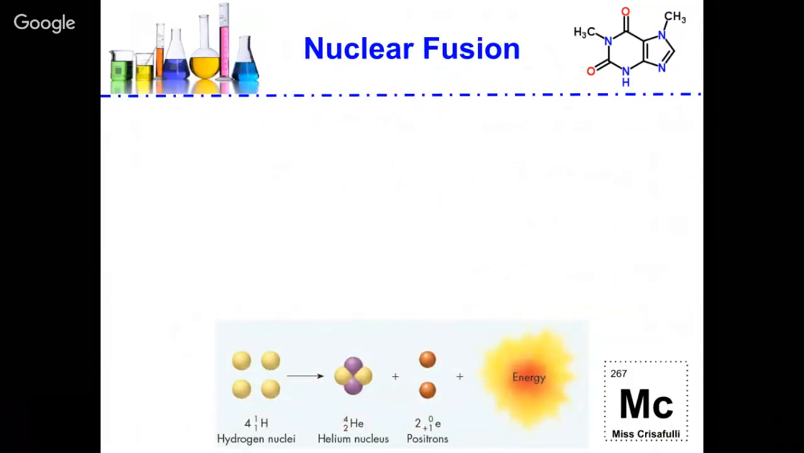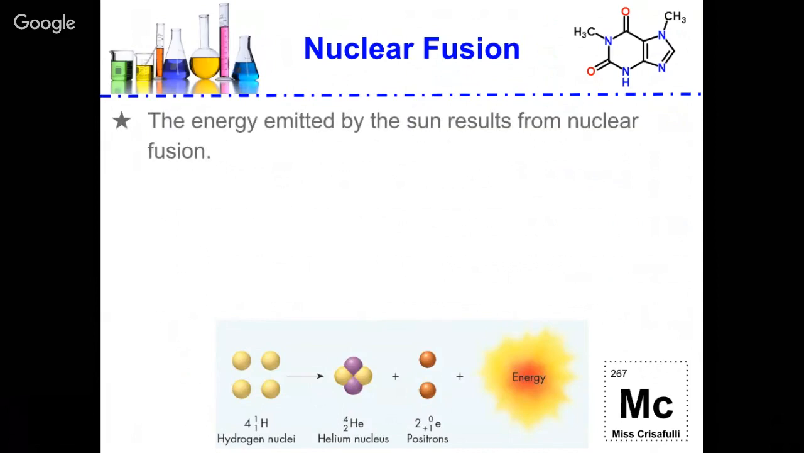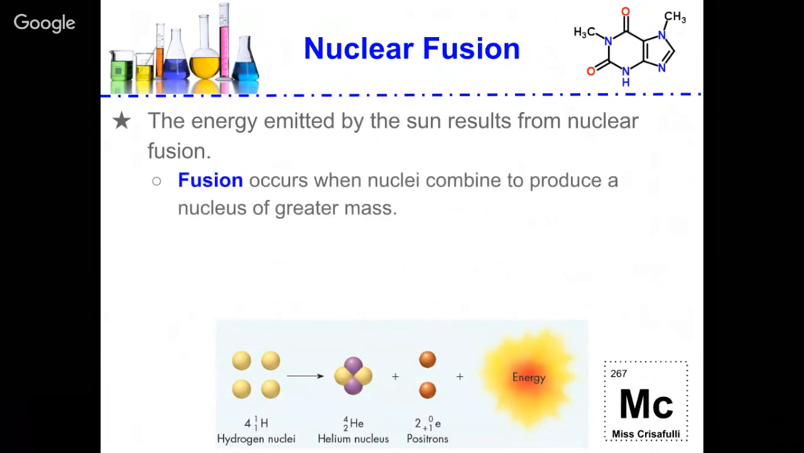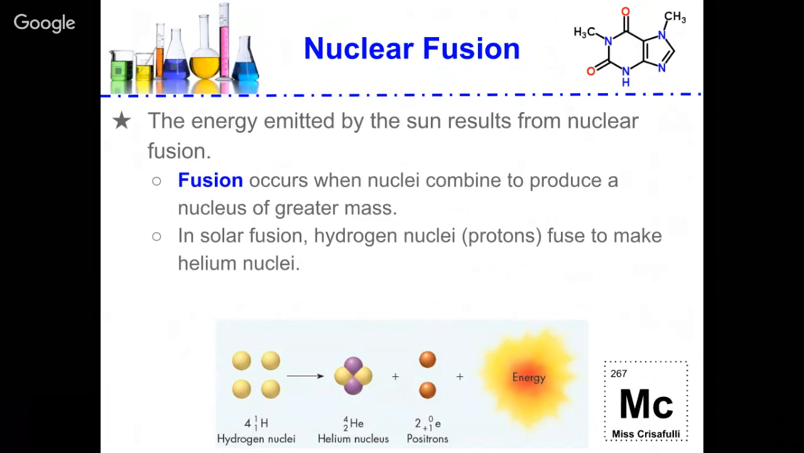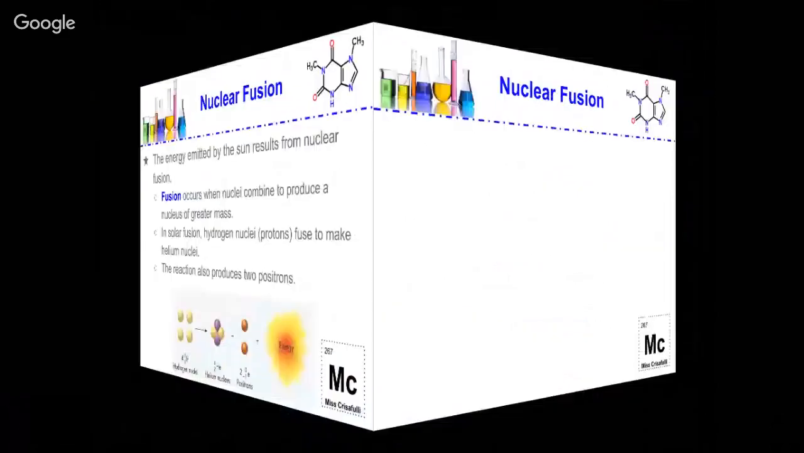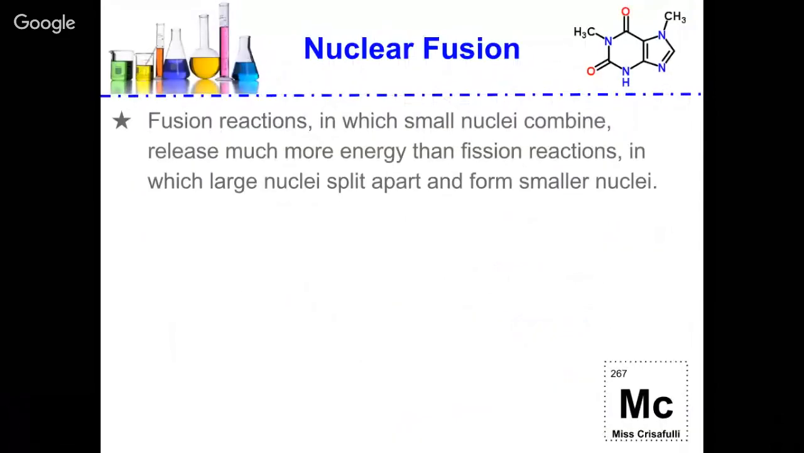So now let's flip gears. We've talked about fission. Now let's talk about fusion. The energy emitted by the sun results from nuclear fusion. Fusion occurs when nuclei combine to produce nuclei of greater mass. So think fuse. We're fusing atoms together. In solar fusion, hydrogen nuclei, or remember, we also call those protons, fuse to make a helium nucleus. This reaction also produces 2 positrons and lots of energy. Fusion reactions in which small nuclei combine release much more energy than fission reactions, in which, remember, large nuclei split into smaller ones.